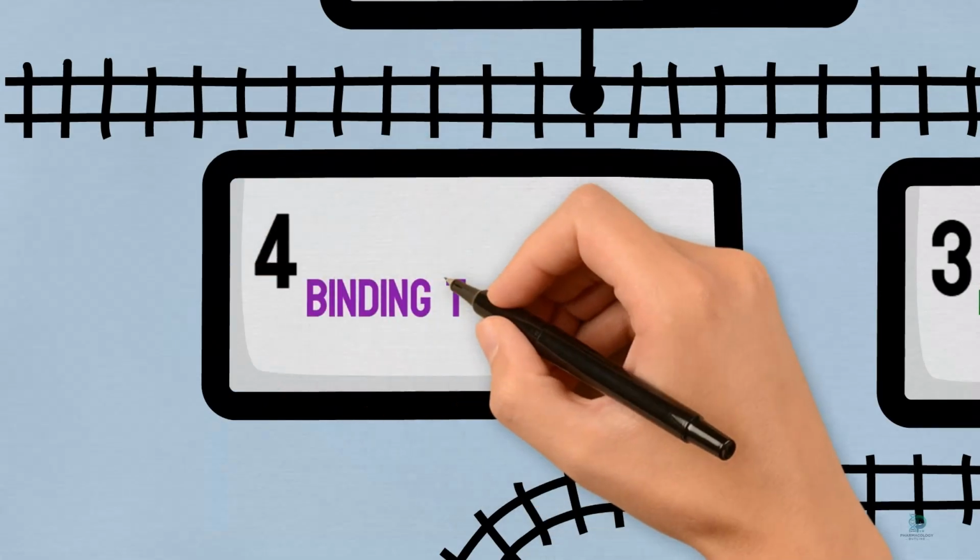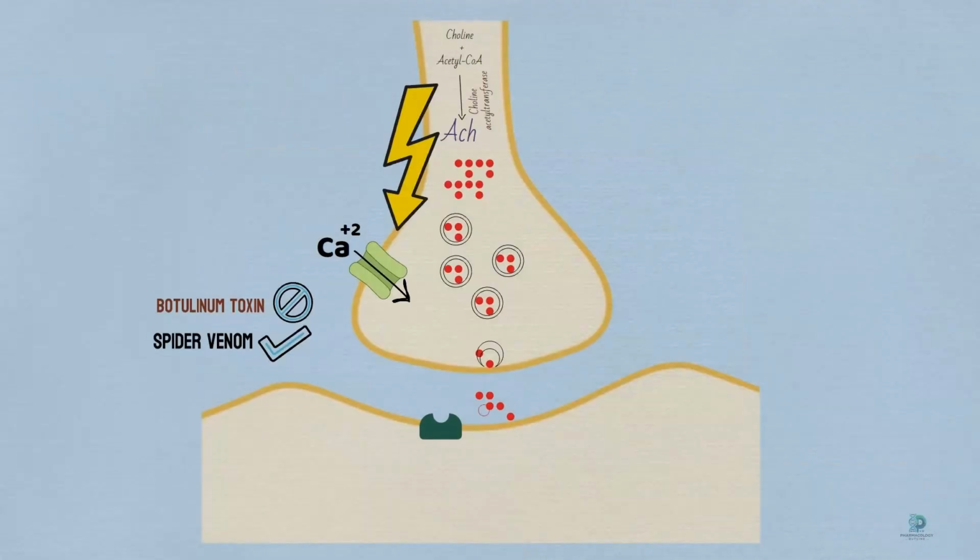4. Binding to receptors. Acetylcholine then binds to specific receptors on the postsynaptic membrane, either activating or inhibiting the postsynaptic neuron, depending on the type of receptor.